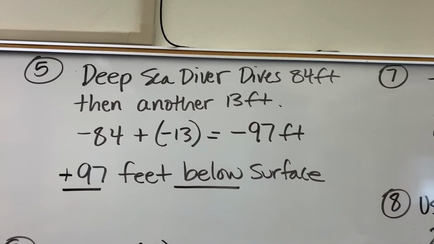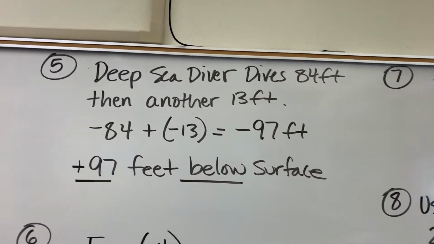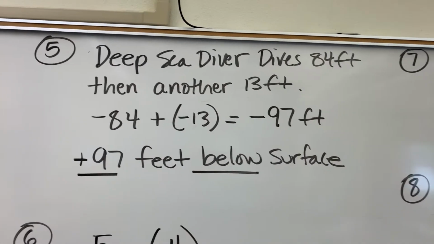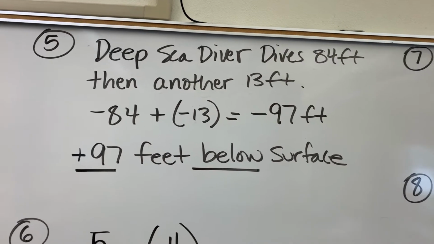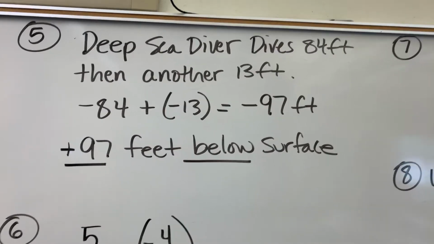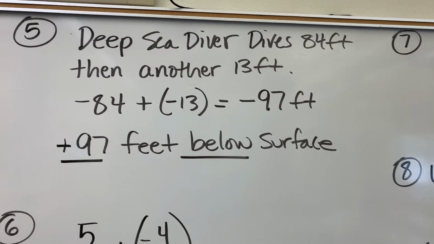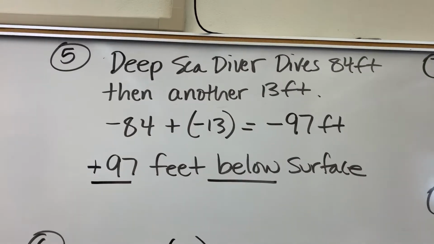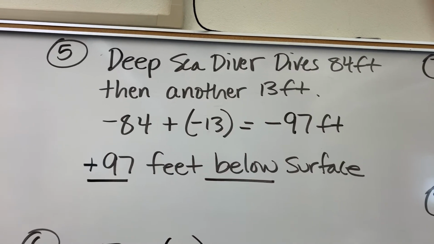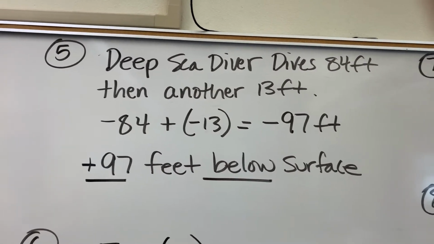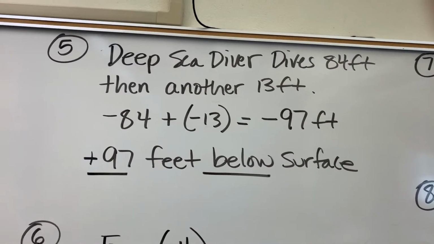Number 5, a deep sea diver dives 84 feet, then another 13 feet. If the diver is diving, they're going below the water's surface, which is assumed to be 0. So -84 plus -13. Those two addends have the same negative sign, so you add and keep the sign. That diver is at -97 feet. But for the multiple choice, if they describe the person being below the surface, the word below takes the place of the negative sign. You should have marked 97 feet below the surface.